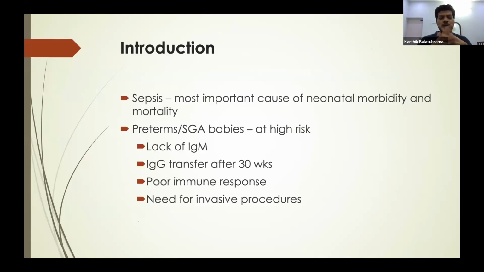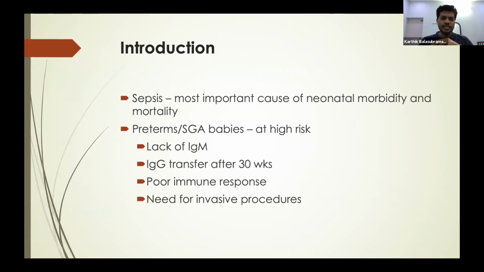So coming to neonatal sepsis, we all know that sepsis, the infection in neonates, is the most important cause of neonatal morbidity and neonatal mortality. In fact, it contributes to a very significant portion of the infant mortality rate. And preterm babies, and particularly small for gestational age babies, are at very high risk of infection. The smaller the baby, the more preterm the baby is, the more is the chance of infection.